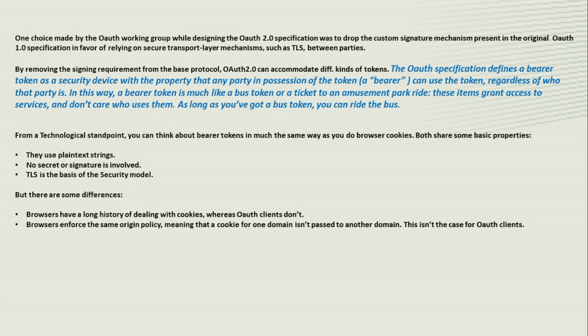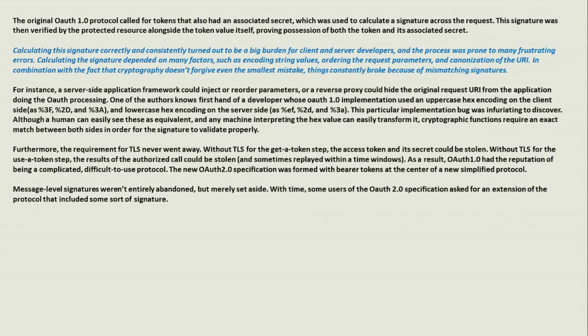But there are some differences. Browsers have a long history of dealing with cookies, whereas OAuth clients don't. Browsers enforce the same origin policy, which means that a cookie for one domain is not passed to another domain. This is not the case for the OAuth client. So we have some differences and some similarities.